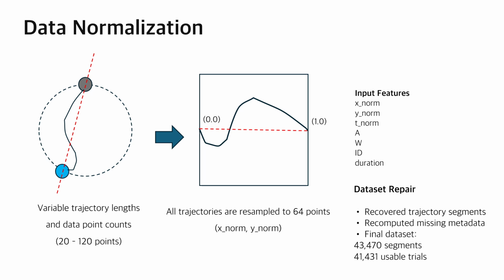Before training, all trajectories need to be normalized, so we normalize them. Since trajectory lengths vary from roughly 20 to 120 points, we resample them to a fixed length of 64 points. And we also normalize the coordinates so that every trajectory starts at 0.0 and ends at 1.0, like the middle image.